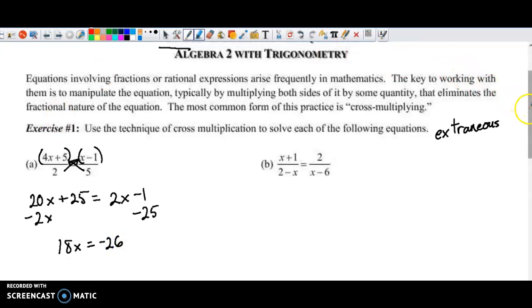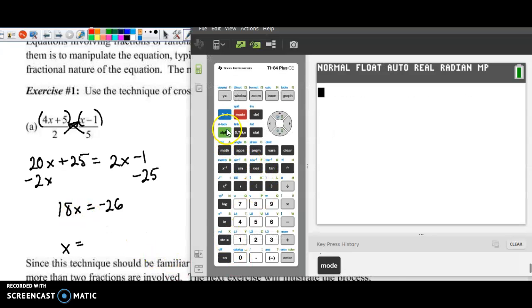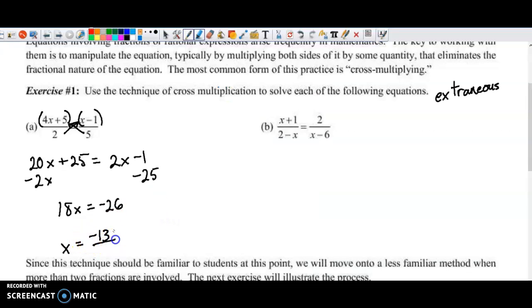And from here, when you divide the 18 over, I do prefer my improper, 26 and 18 are both divisible by 2. If anybody's stuck on this, you can use your calculator. But I would encourage you to still understand why the answer is negative 13 over 9, because both 26 and 18 are divisible by 2. We're looking for that kind of answer. Now this one doesn't have any extraneous because the denominator has to be 2 and this denominator has to be 5.